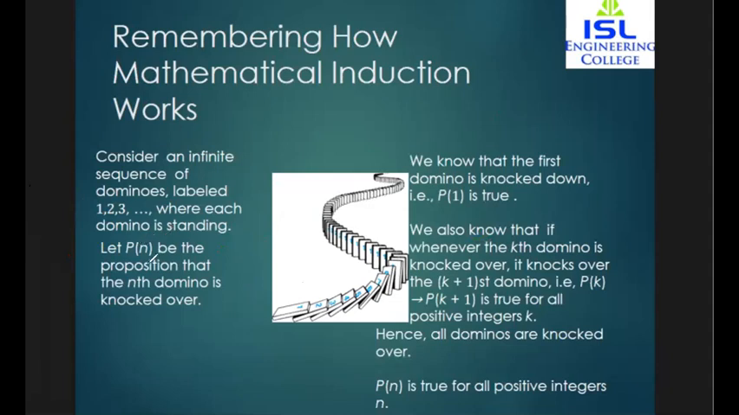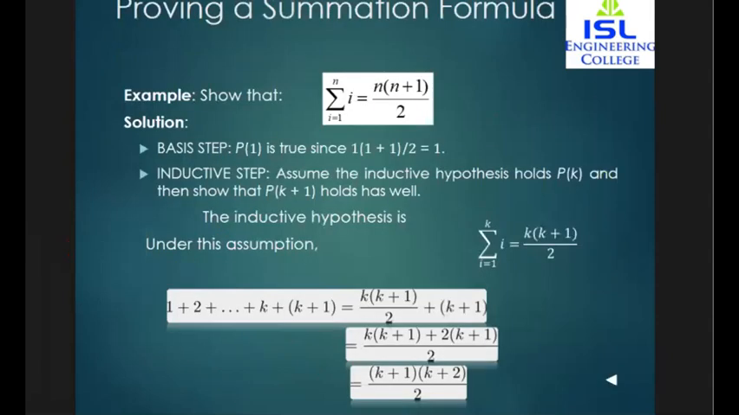Let P of n be the proposition that the nth domino is knocked over. If we knock over domino 1, then it will knock over domino 2, and some domino k falls down. If k has fallen down, then the next one after k has also fallen down. This is how mathematical induction works. We have to prove for P of 1, then assume that P of k is true, and then prove that P of k plus 1 is true. So this is how mathematical induction works. Now let's see an example with the same.